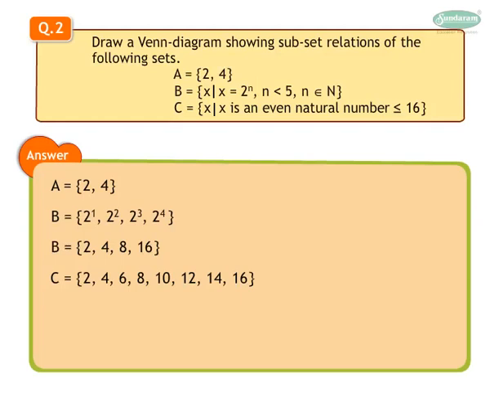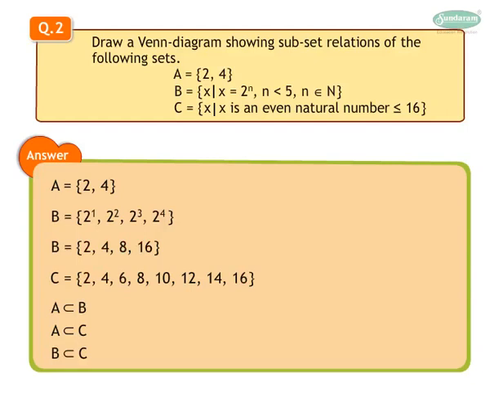Let us examine the elements of set A, set B and set C. We notice that elements of set A, that is 2 and 4, are present in set B. Therefore, set A is a proper subset of set B. Similarly, set A is a proper subset of set C. It is also very clear that elements of set B, that is 2, 4, 8, 16, are present in set C. Hence, set B is a proper subset of set C.